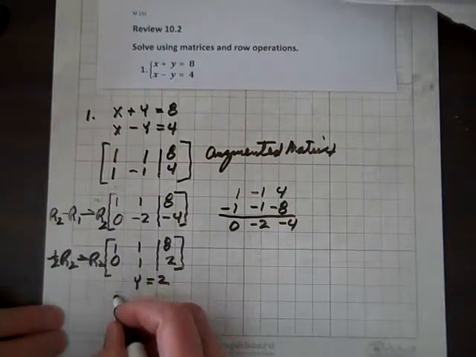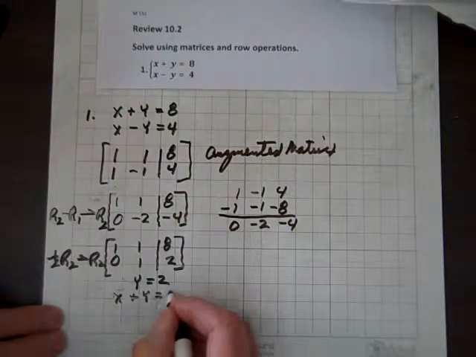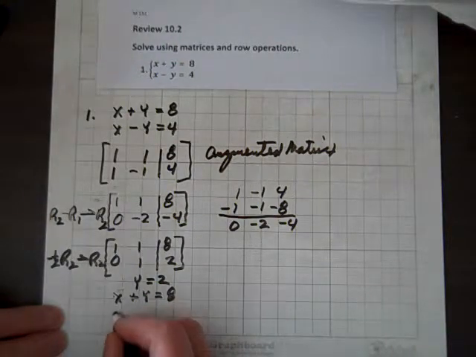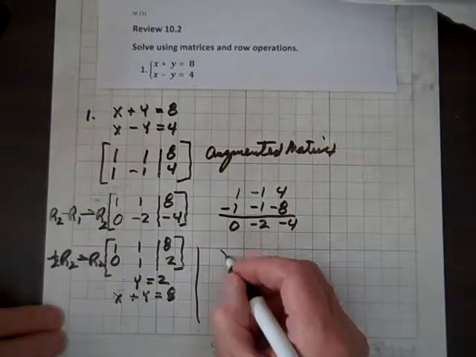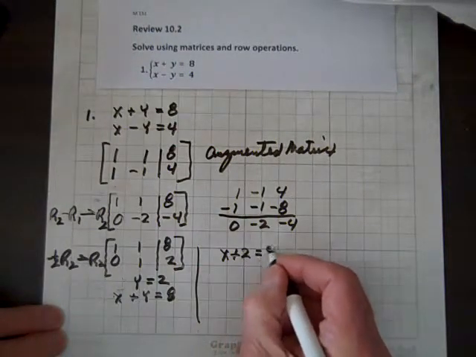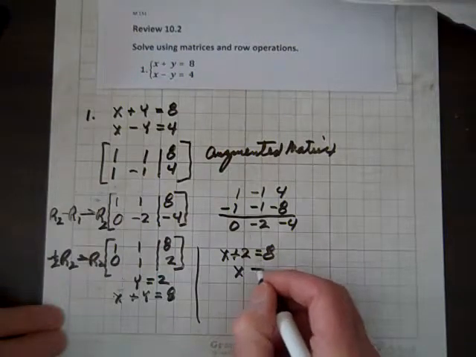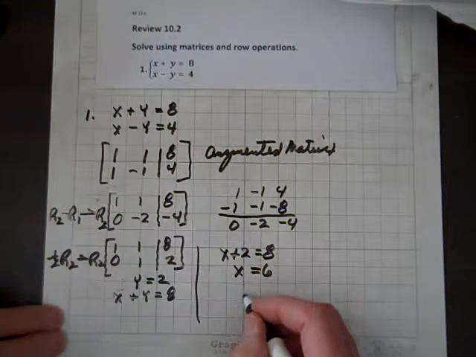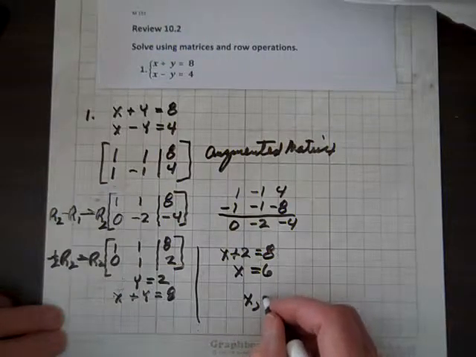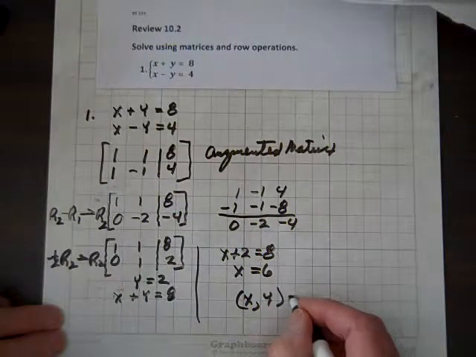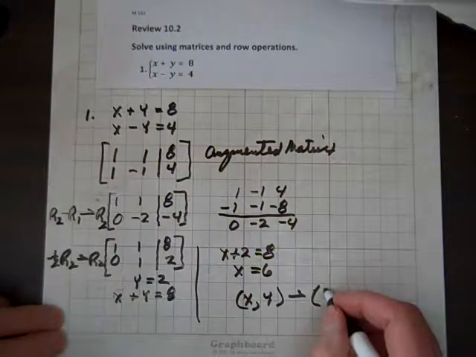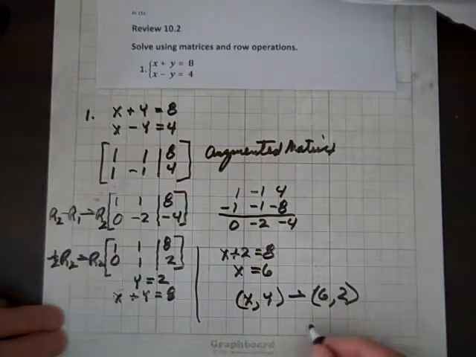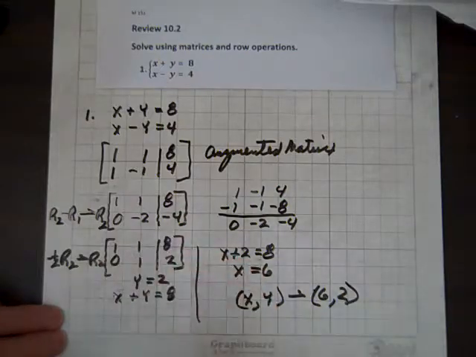And for this row, we have x plus y equals 8. But y is 2, so let me do it here. x plus 2 equals 8. So solving for x, we get x equals 6. So now the ordered pair that solves this is (x, y), which is (6, 2), and we're done. We use row operations and matrices to solve.